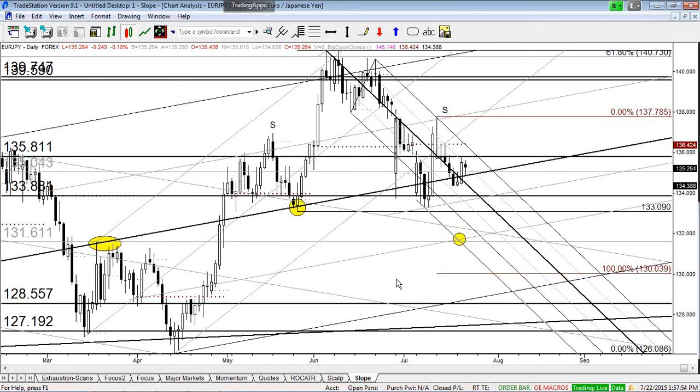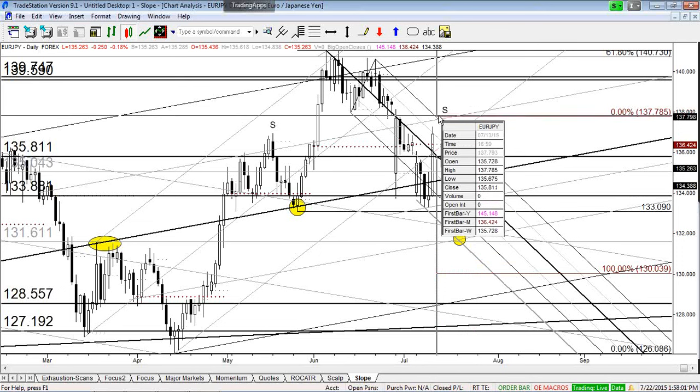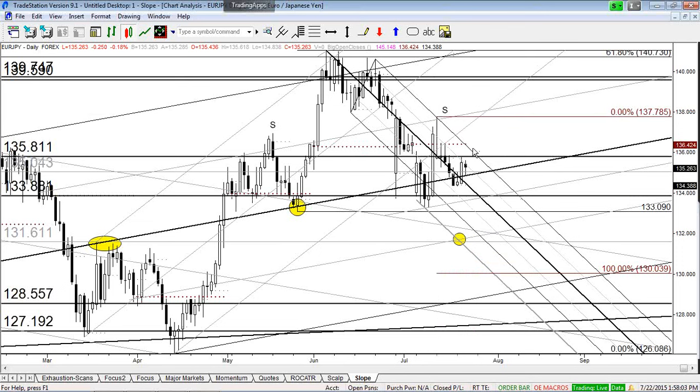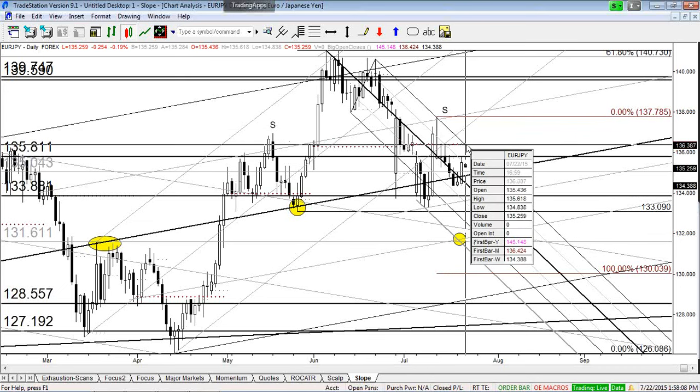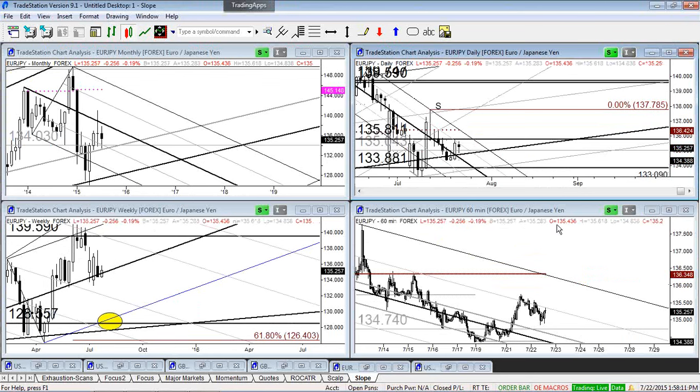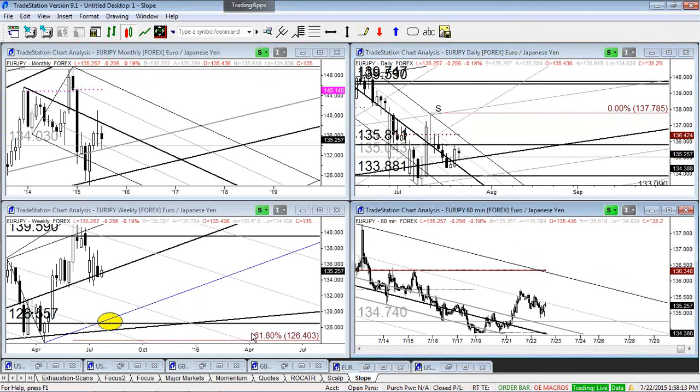And sure enough, it was rejected right at the upper parallel last Monday on the 13th. Okay, so if we get another touch up there after coming below the median line, gives us an opportunity to sell it again, or try to at least. So something to watch out for.